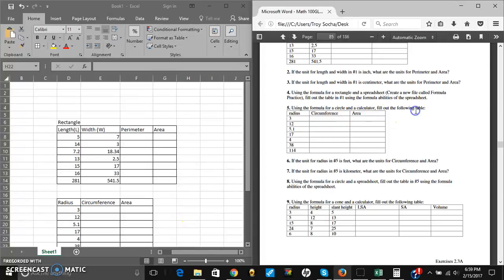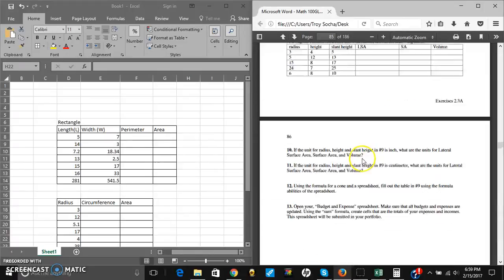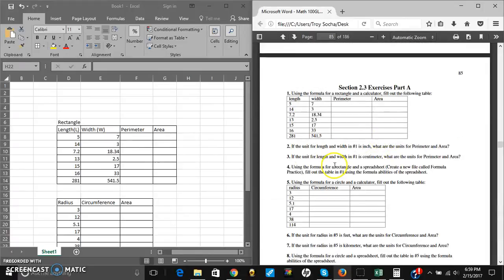Alright, so today we're going to be looking at section 2.3, part A. If you don't have this book, I can send it to you. It's online as a PDF. Just let me know and I will make sure it gets to you. We're going to be looking at problems 1, 5, and 9 specifically, and then we'll talk about the middle problems a little bit later.